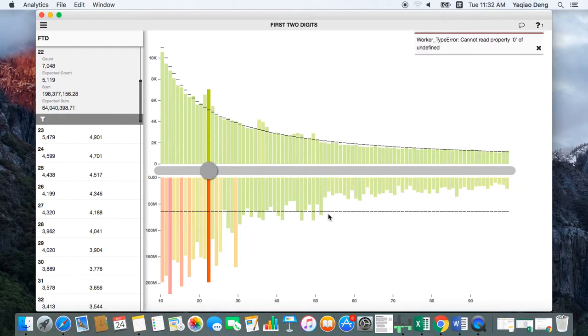For example, like the following scenarios. Some employees are making multiple payments for values right below a certain threshold. Approval is required for payments above, for example, $50. So the employees have submitted a large number of payments for like $49, just below 50.